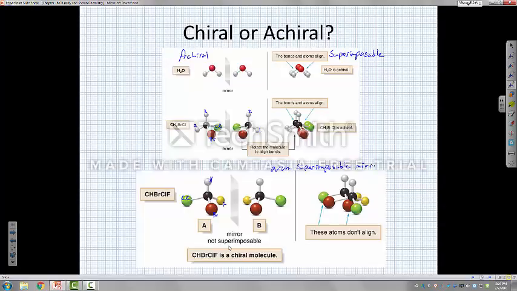Non-superimposable mirror image isomers. These are referred to as enantiomers.